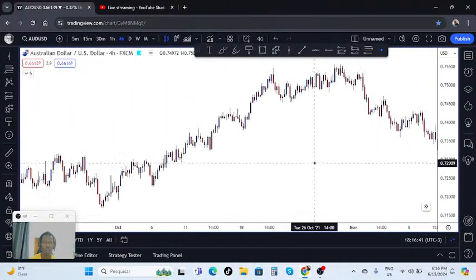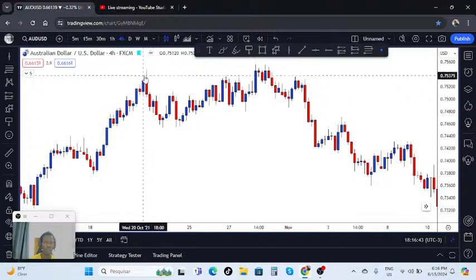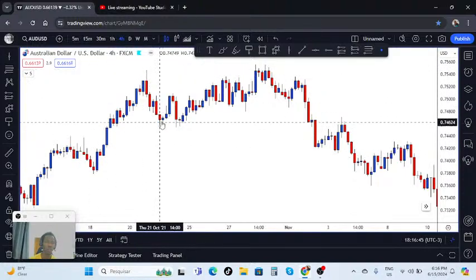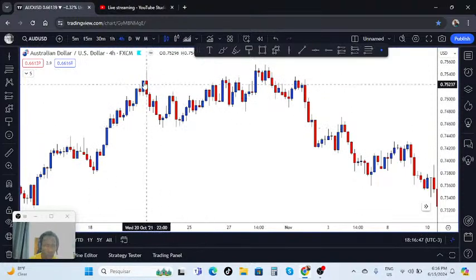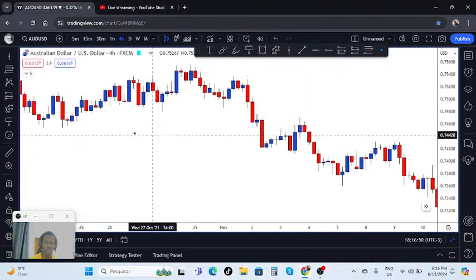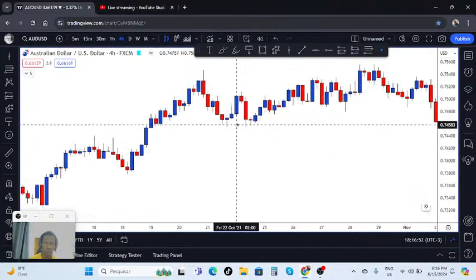So we have a short-term downtrend here, exactly. So extension, retracement, we have lower lows, lower highs. Do we have a retracement here? No, there's no retracement here because this low is lower than this low.